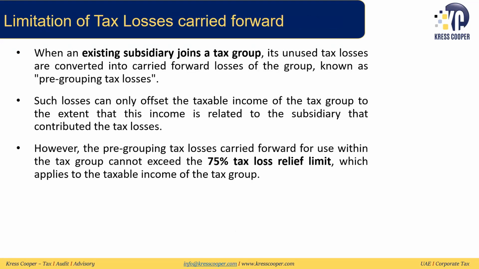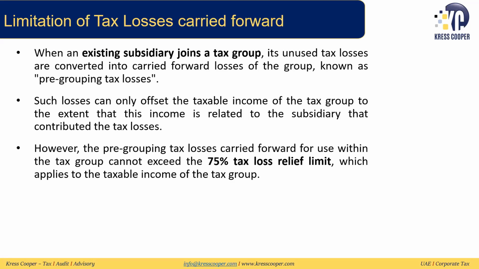Then we had also discussed the limitation of the tax loss carry forward. We discussed that if there's already a tax group and a subsidiary is joining the tax group, and that subsidiary is already in losses, it already has carry forward losses, let's say, those carry forward losses that it is bringing inside the tax group will be termed as pre-grouping tax losses. These tax losses will remain the tax losses of the subsidiary. They can be part of the group, but they will only be offset against the income of that subsidiary and not with the income of the rest of the group, because they were the losses of the subsidiary before they became part of the group.